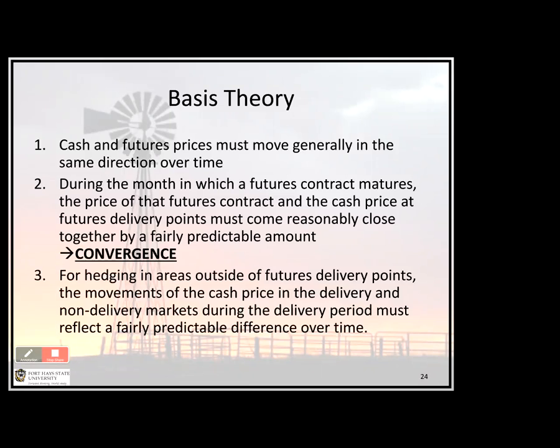Very closely related to that concept is this one here. For hedging in areas outside of futures delivery points, the movements of the cash price in the delivery and non-delivery markets during the delivery period must reflect a fairly predictable difference over time. So what this is saying, I can use this example of Hays.